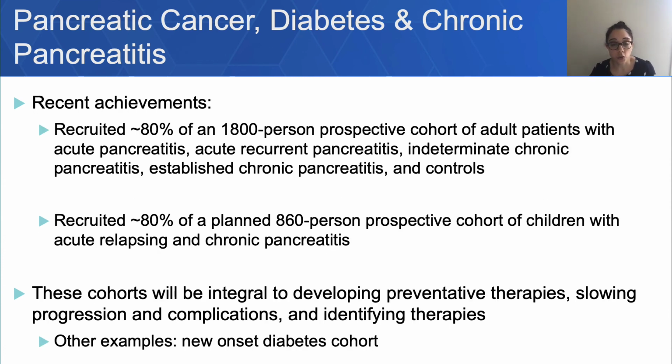Recent achievements of this consortium were recently published, and they include recruitment of almost an 1,800-person prospective cohort of adult patients with acute pancreatitis, acute recurrent pancreatitis, chronic pancreatitis, and controls, and almost complete recruitment of an 860 prospective cohort of children with acute relapsing and chronic pancreatitis. These cohorts will be really integral to developing preventative therapies, identifying progression and complications, and identifying biomarkers. There are other cohorts that are developing from this consortium, such as the new onset diabetes cohort, which will follow a large number of patients with new diagnosis of diabetes to understand the natural history.